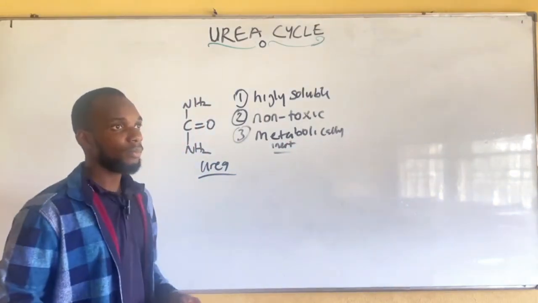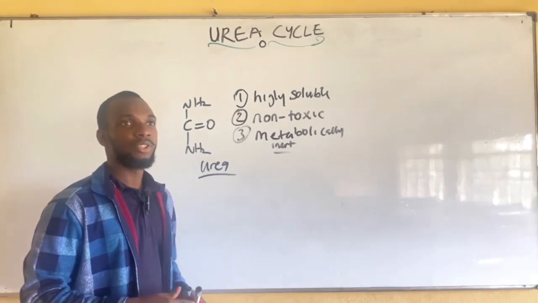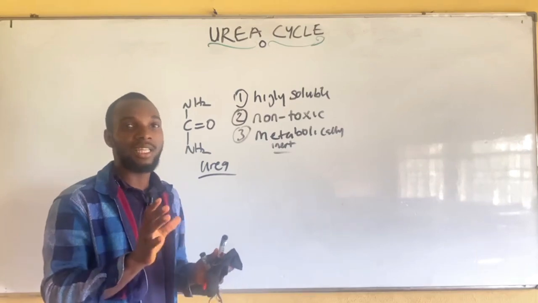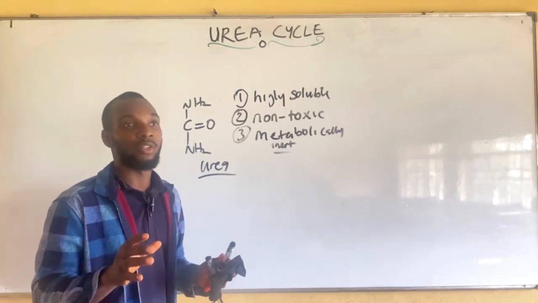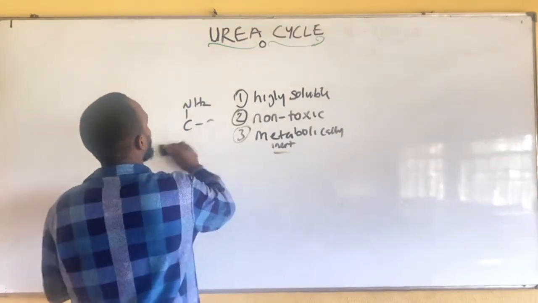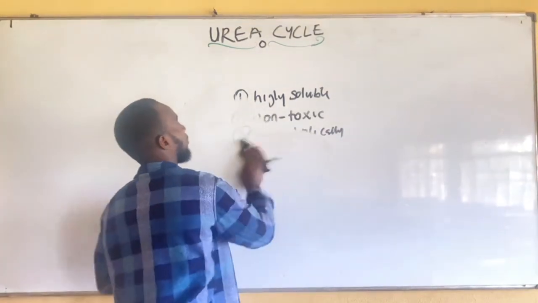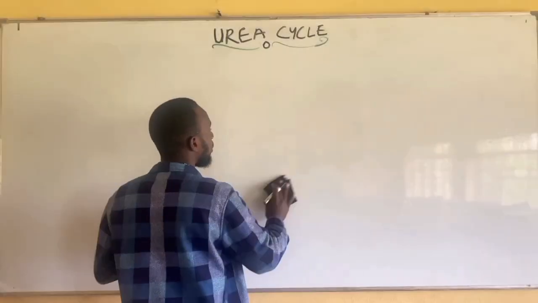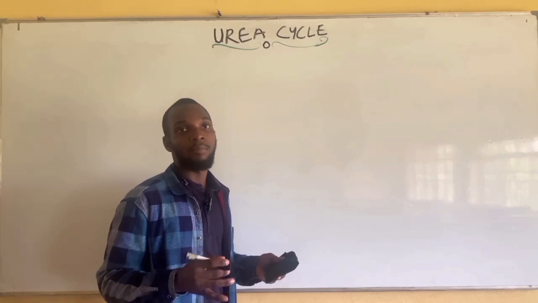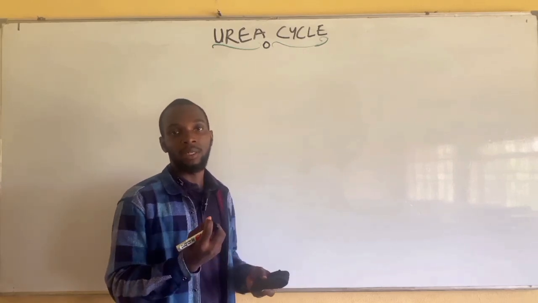So let's look at the urea cycle. The urea cycle occurs in the liver. The first two steps of the urea cycle occur in the liver mitochondria. Like I said, urea is the major disposal form of amino groups that are derived from amino acids.